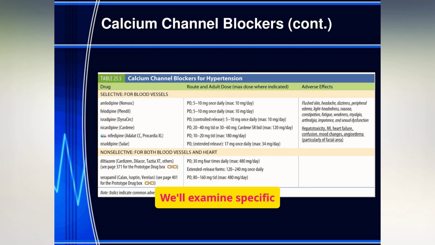We'll examine specific calcium channel blockers, including their routes of administration, dosages, and potential adverse effects. Drugs like amlodipine, nifedipine, and verapamil are common examples. They can be taken orally, sometimes IV in emergencies. Adverse effects include peripheral edema, constipation, flushing, and dizziness. Verapamil and diltiazem may slow heart rate, so monitor.